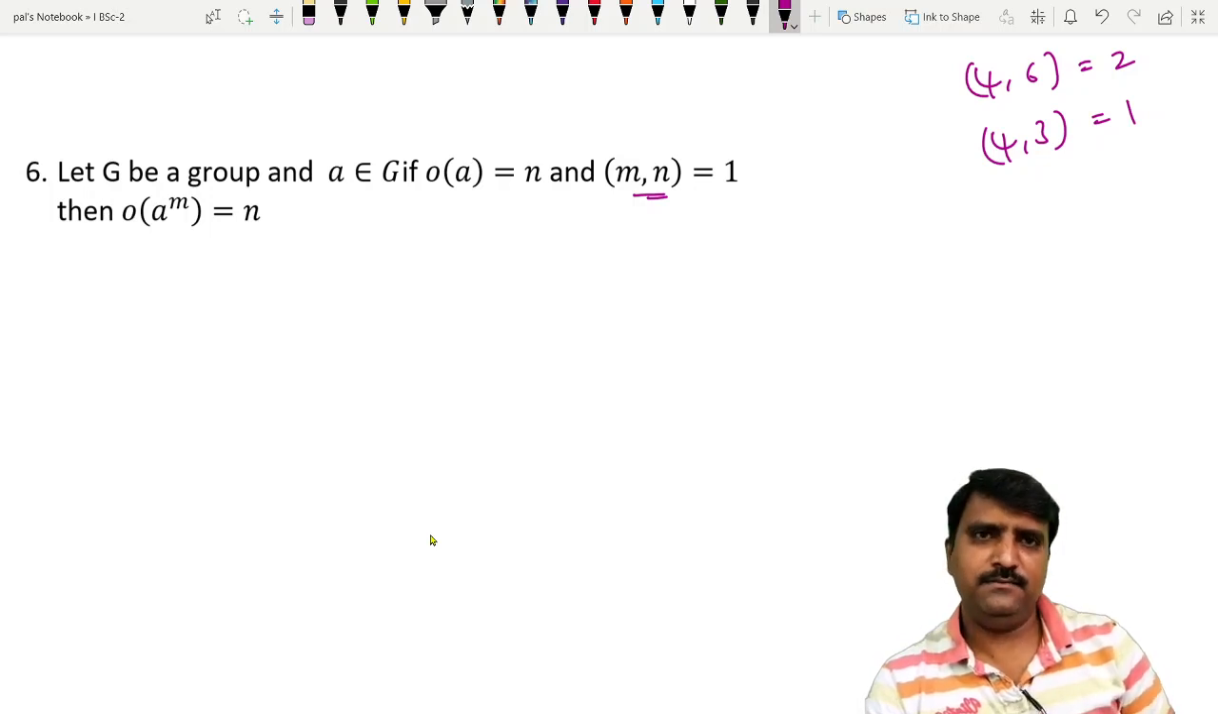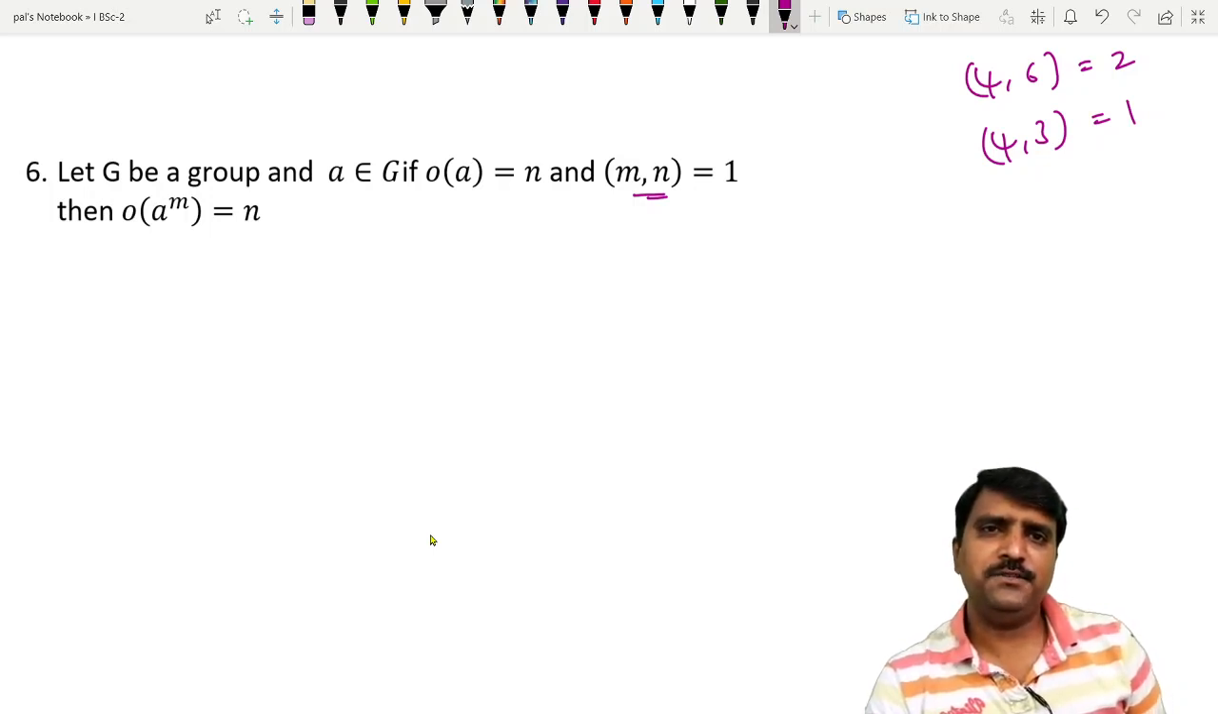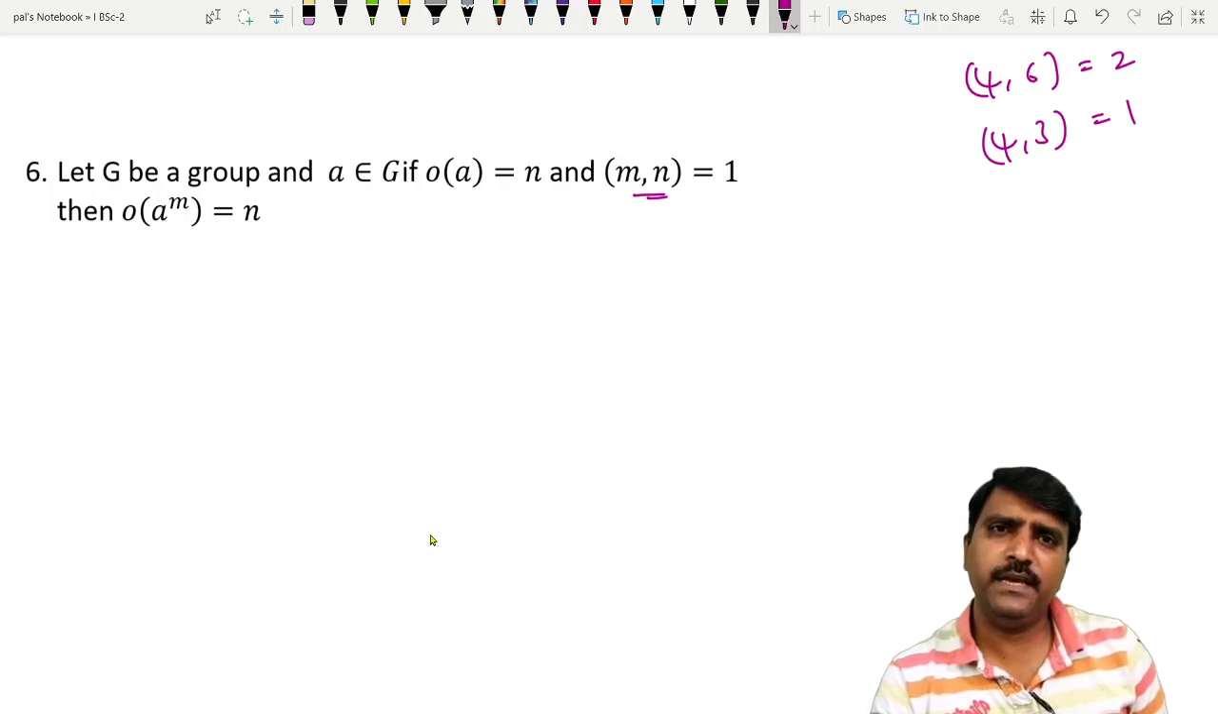So then, if so, then the order of A to the power of M is equal to N. Order of A to the power of M is also N. Actually, what we say is, if the order of an element A is N, then the order of A to the power of K is less than or equal to the order of the element A. That is one of the properties. I think we proved that in the beginning.